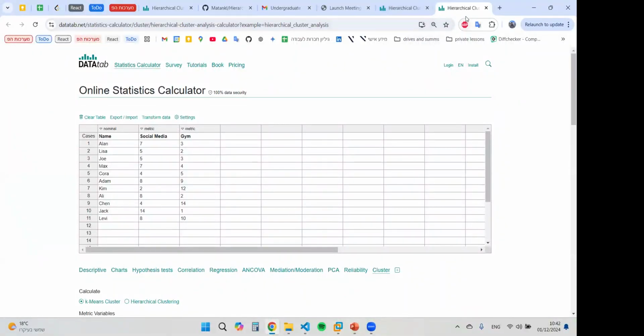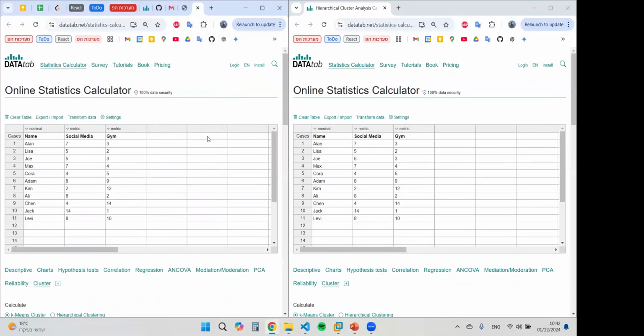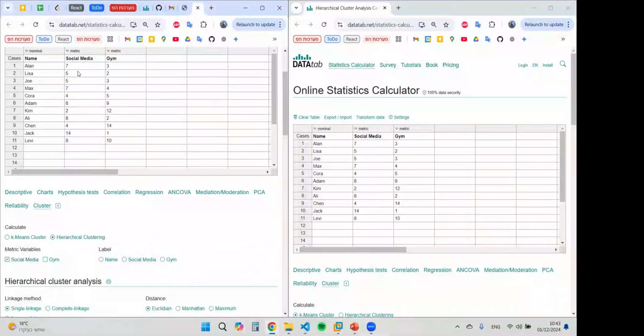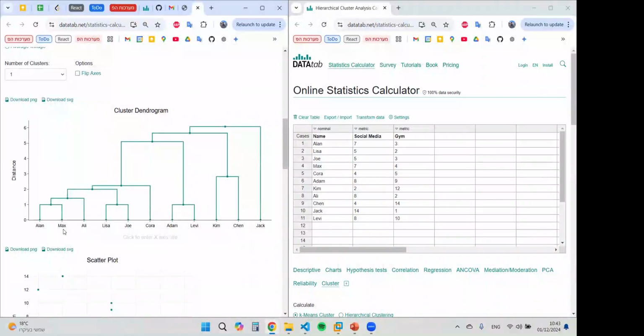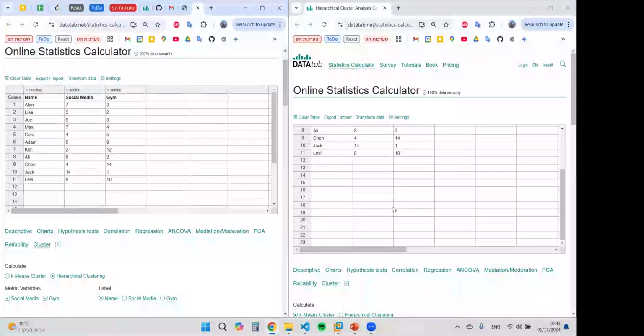Okay, this is the website. It's a very nice one. I'll duplicate it so you can see the dendrogram and the data. I'll explain. This is the database. You can also export and import it from your own Excel or sheet. We'll choose hierarchical clustering because that's what we're talking about. The data points, social media, and GM, and we'll add the name label to the one in the graph. Right? Yes, we'll do the same over here.